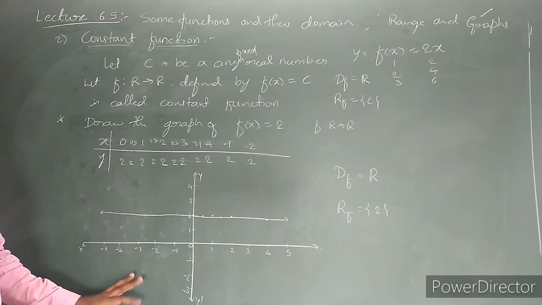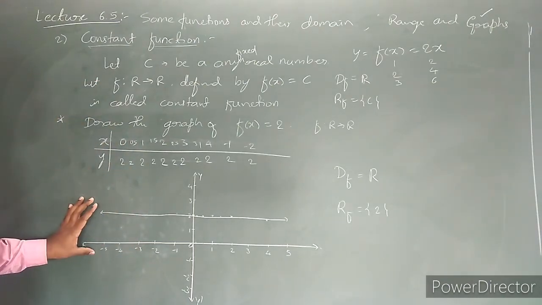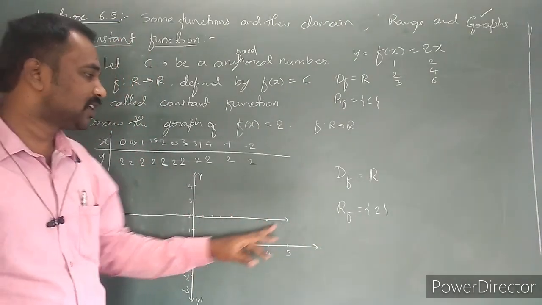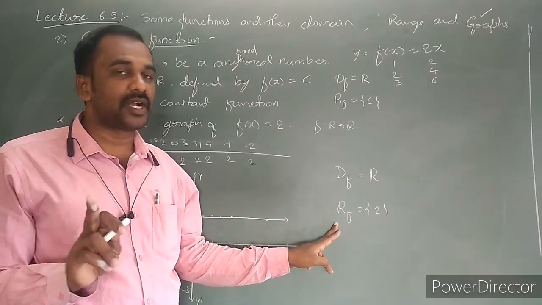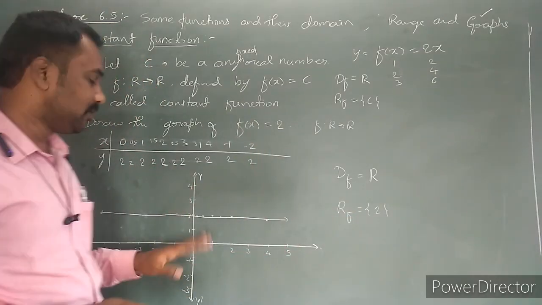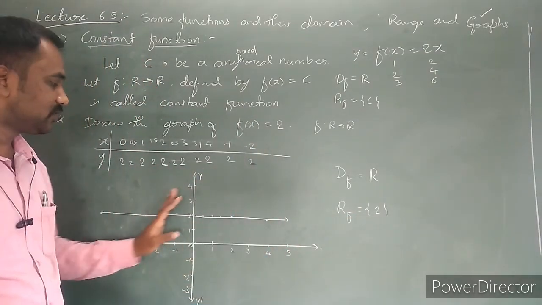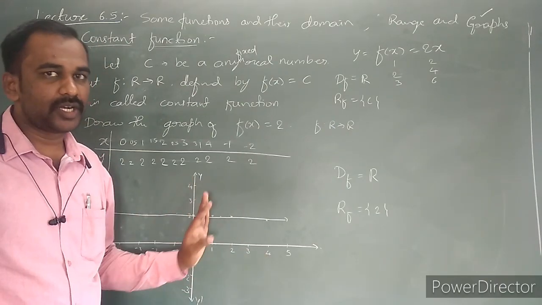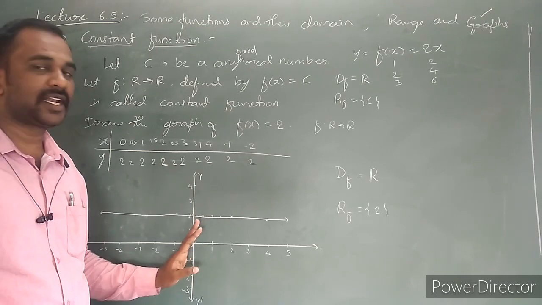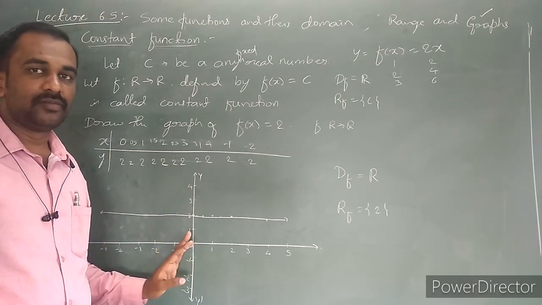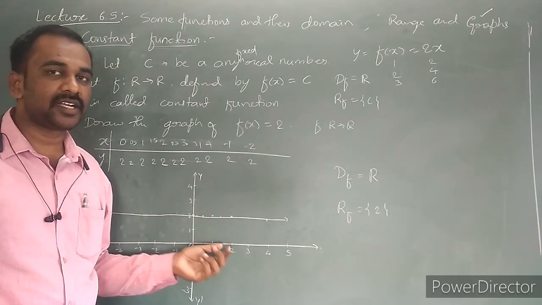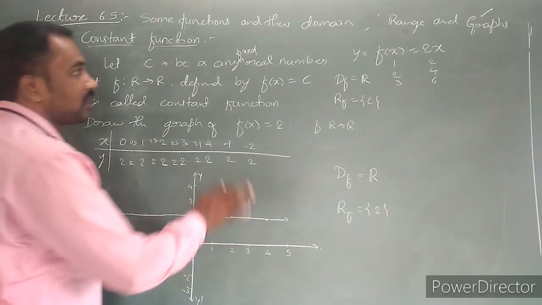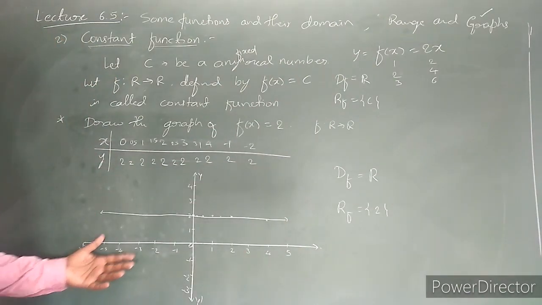So this is the second function. Definition 1 mark, graph 2 marks, domain 1 mark, range 1 mark. Is that clear? If you make a mistake in writing the range, you lose 1 mark and get 4 marks. If the graph has a mistake, depending upon the situation and percentage of the graph, they give 1 or 0 marks. If it is fully correct, you get 2 marks for the graph. Okay, so this is the constant function.